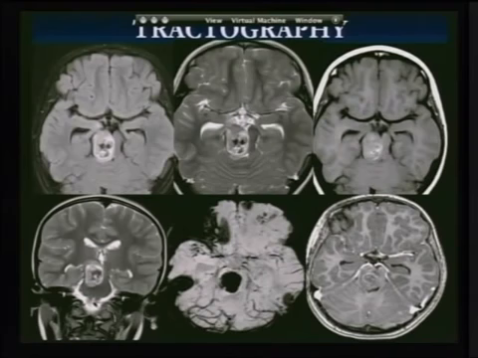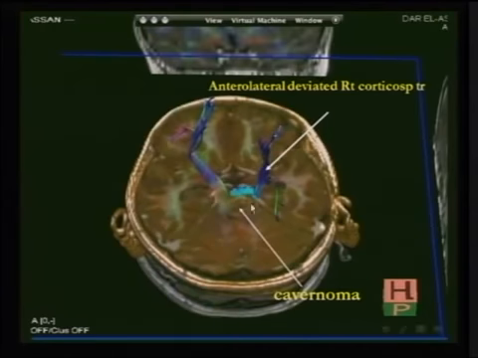Patient with a cavernoma along the right cerebral peduncle. This cavernoma must be treated surgically, and the surgeon wants to know where the corticospinal tract is. Is the corticospinal tract shifted anteriorly or posteriorly in relation to that cavernoma? Here is the tractography. This is the normal contralateral side, and this is the right corticospinal tract, deviated anterolaterally.